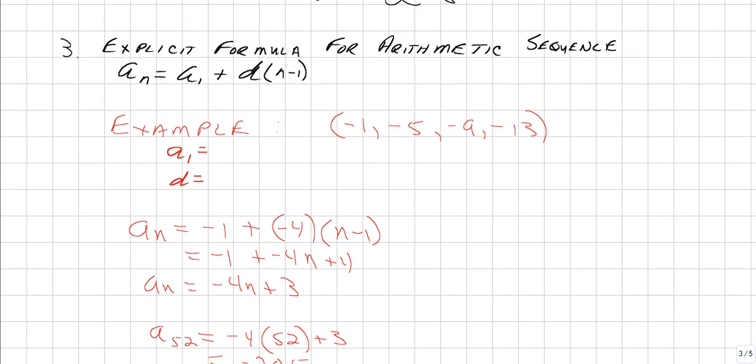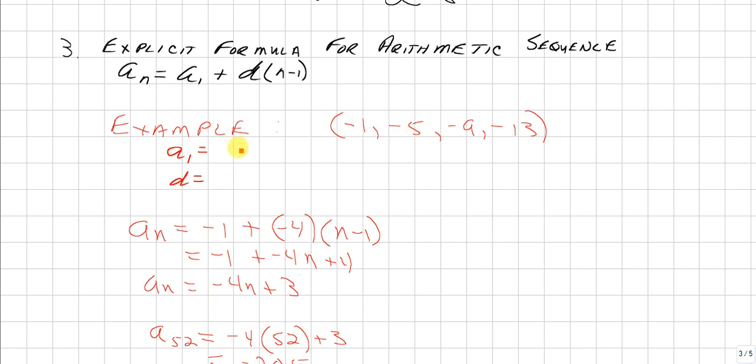The explicit formula for an arithmetic sequence is a_n = a_1 + d(n - 1). So that's the formula I'm going to use to find an explicit formula for any arithmetic sequence. And remember, an explicit formula allows me to calculate any term in the sequence without listing it all out. So here's an example. Here I have a list of numbers, and I'm going to use this explicit formula to come up with the explicit formula of this particular sequence.